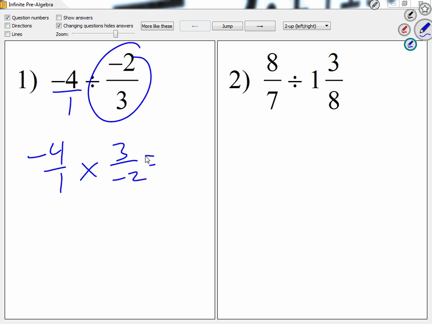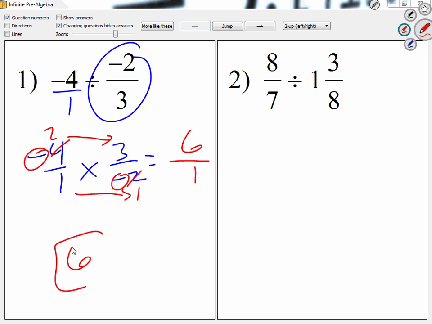And then multiply. Right? Instead of just multiplying straight, I'm going to simplify first. Right? 4 and 2, let me divide each by 2. So they become 1 and 2. Now I'm going to multiply straight across. I know negative times negative is positive. On the top I have 2 times 3, and at the bottom I have 1 times 1. So I have 6 over 1, which can be simplified as 6.